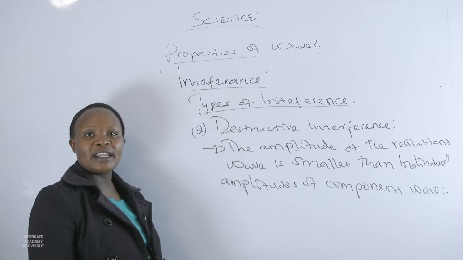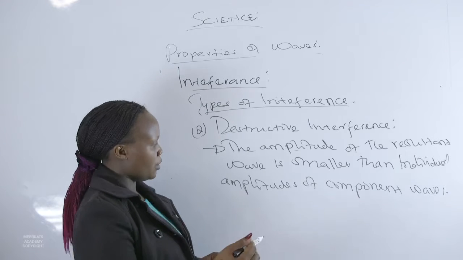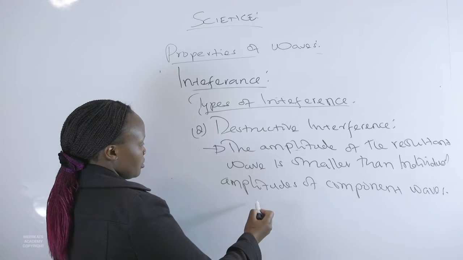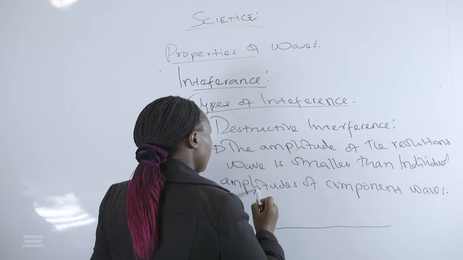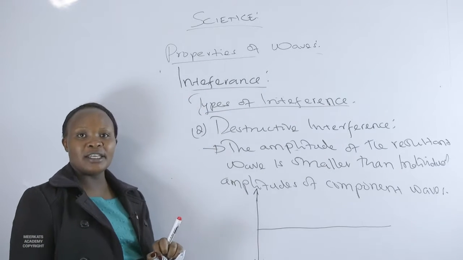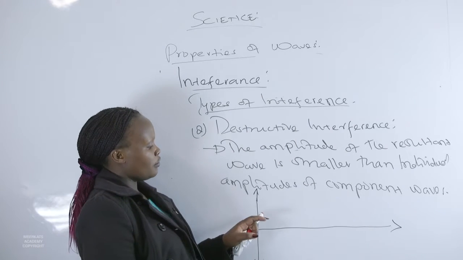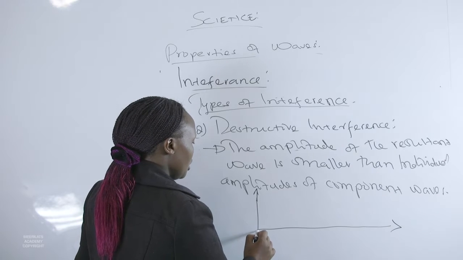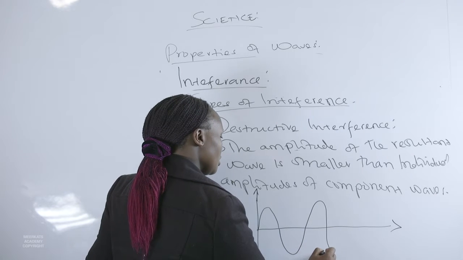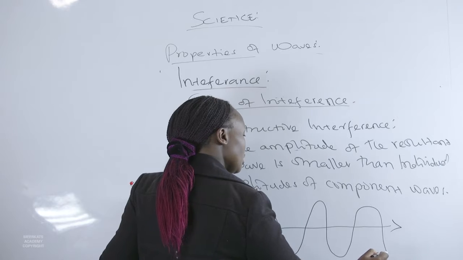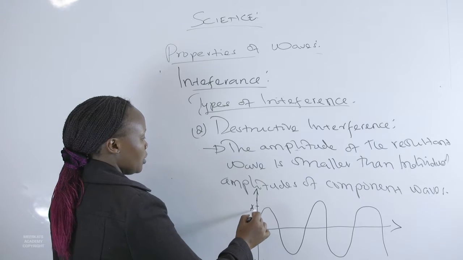That we want to make another wave, but we want it to have a smaller amplitude than the individual ones. That is when we shall expect to talk about destructive interference. Note that the size of a wave will always be given by the amplitude. Now let us take an example of such a wave. This one is actually a transverse wave. We call its amplitude A1.